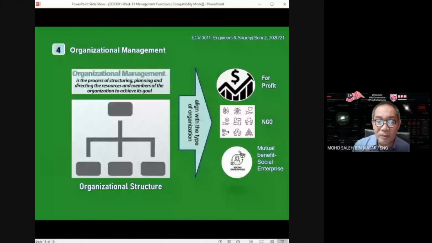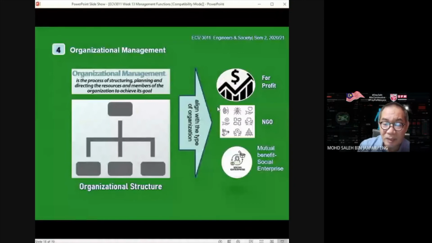Quite obviously, our organization can take a different form. Some organizations are business organizations, which are for profit, as an example. But there are also organizations doing what we call non-governmental work, voluntary work, and the structure and managing of that organization would be very different from managing a business organization. And there is also a third category, what we call social enterprise. Social enterprise is between for-profit and non-profit. So social enterprise is a new form of organizational structure that we need to see how we actually manage.